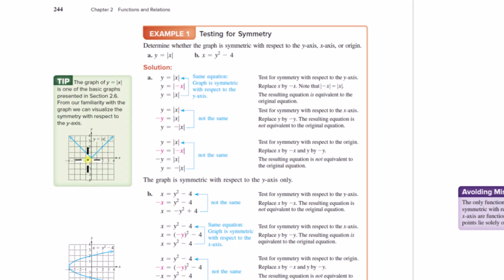And what does that mean? That means that if you come to x is equal to 2, you get a y value. If you come to x is equal to minus 2, you get that same y value. So that's that symmetry with respect to the y-axis. But there's no symmetry with respect to the x-axis. And for any function, that's going to be the case, right? Otherwise, it wouldn't be a function.